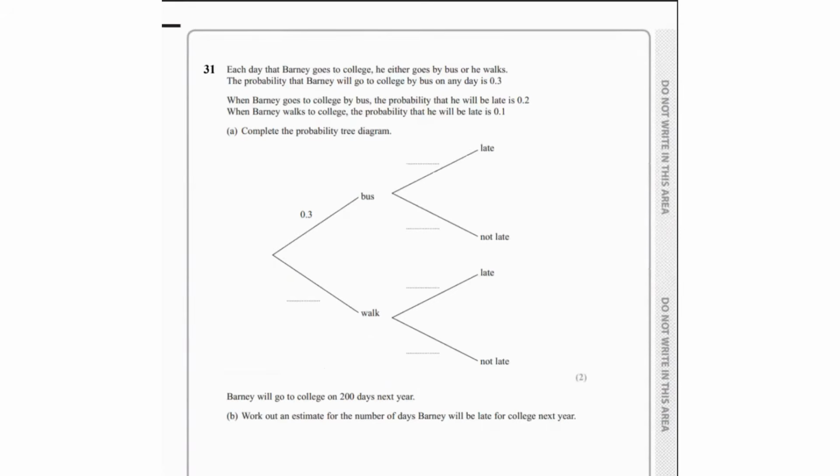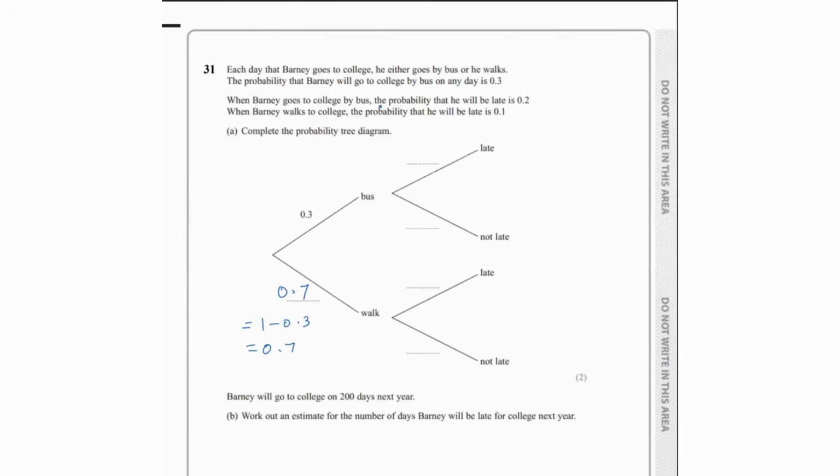Then for probability tree diagrams, this is also a very common question. Each day that Barney goes to college, he either goes by bus or he walks. The probability that Barney will go to college by bus on any day is 0.3, which means to walk is going to be 1 minus 0.3, and that's 0.7.